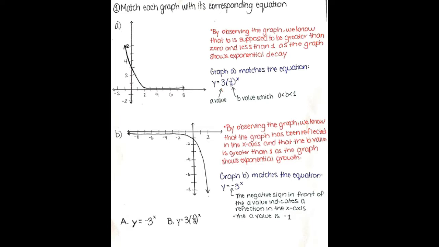Graph A is an exponential decay, which means the b value is greater than 0 and less than 1. That means that the equation that matches the graph is y equals 3 times 1/3 to the power of x.